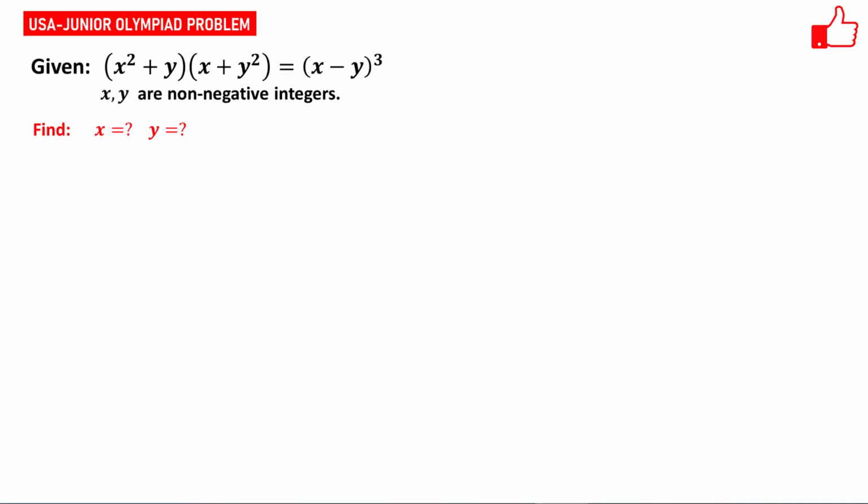Hello friends, this problem is taken from USA's Junior Maths Olympiad, and in this case you have been given one equation which has two unknowns. Then you have to find the value of these two unknowns.